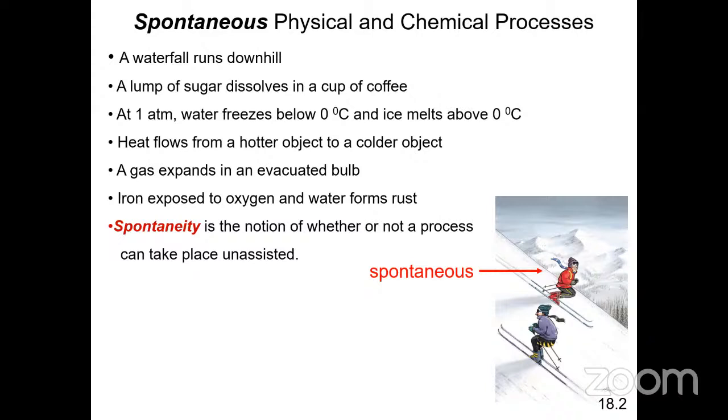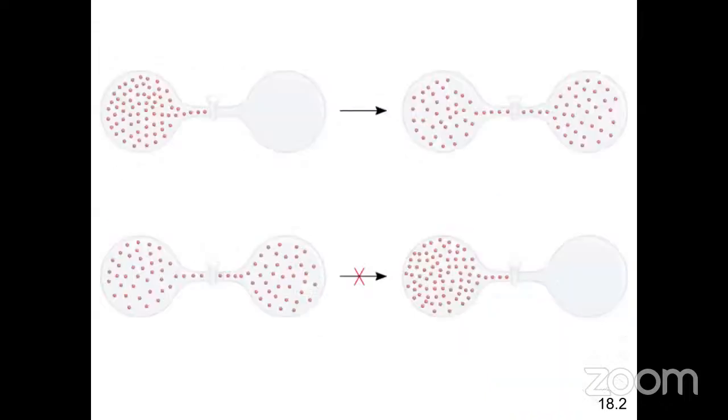The non-spontaneous process would be the skier going uphill, right? Now, in order for the skier to achieve that, he or she would have to expend some energy in order to basically do a process which is non-spontaneous, all right? So that's the difference between the spontaneous process and non-spontaneous process.